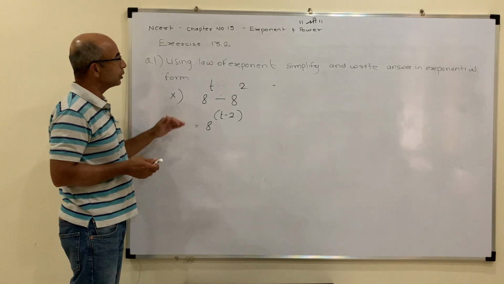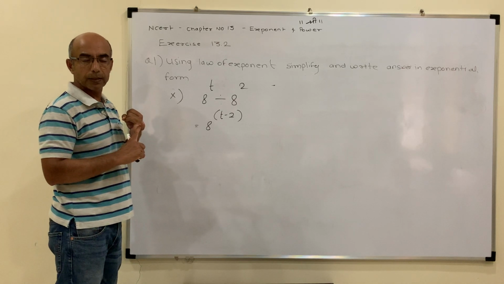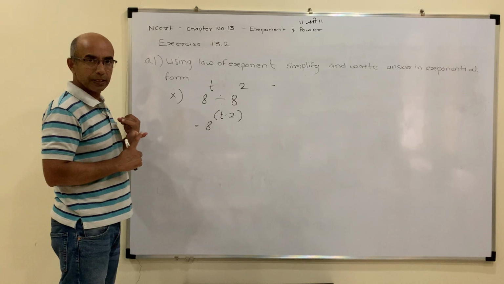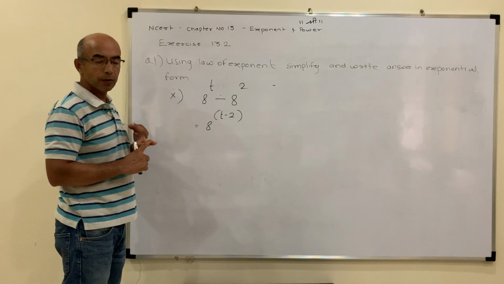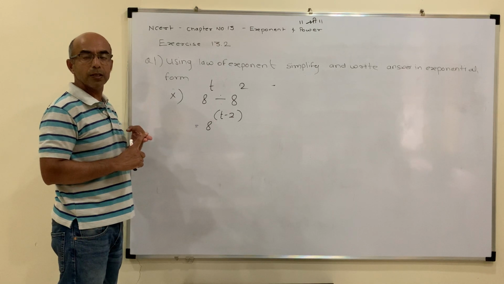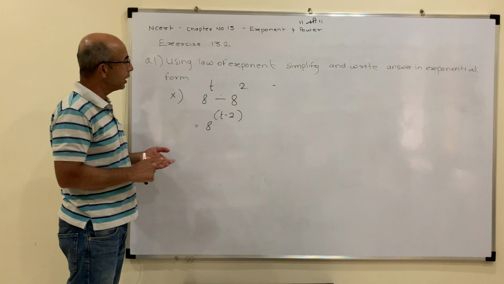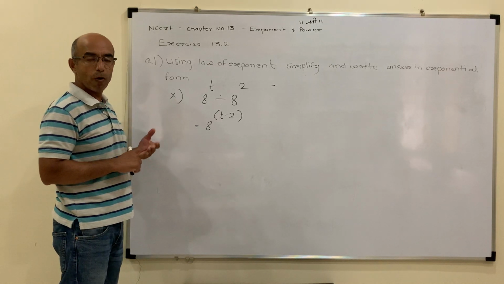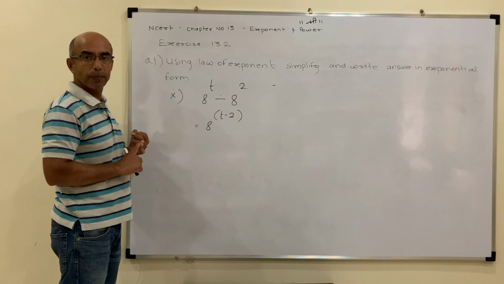Precisely remember the laws: when there is a multiplication and the base is same, it's an addition of powers. When there is a power of power, we multiply the powers. When there is division, we subtract the power of denominator from the power of numerator. And any base raised to the zero comes out to be 1.